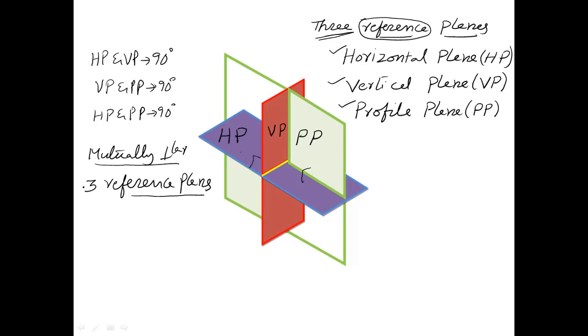So one is horizontal plane, second one is vertical plane, third one is profile plane. Now in the subsequent videos, I am going to refer to these planes as HP, VP and PP. In most of the cases, we will talk about only HP and VP, and rarely about PP, which is the profile plane.